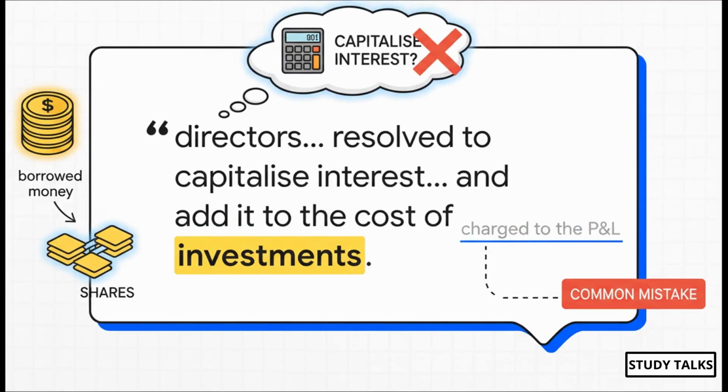Let's look at one more classic trap. Take LTD, which borrowed money to buy shares in another company. Their directors decided to capitalize the interest and add it to the cost of those shares. Is this okay? No way. As we talked about, shares are financial assets. They're ready to use the moment you buy them. They don't take a substantial period of time to get ready. Therefore, they are not qualifying assets, and that interest has to be expensed to the P&L.